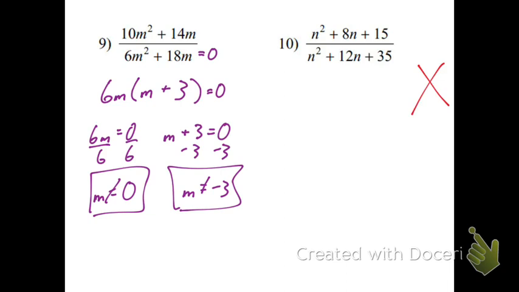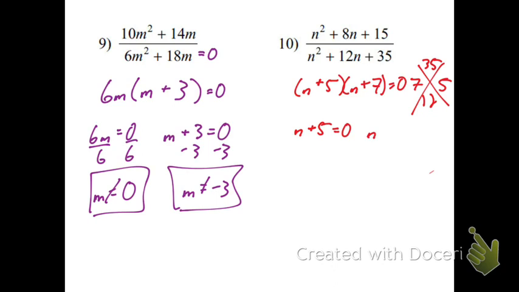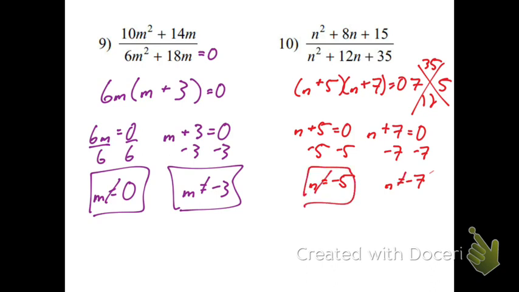All right. Next up, two numbers multiply to 35, add up to 12. That's going to be 7 and 5. So I would have n plus 5 and then n plus 7 equals 0. So set each of those equal to 0. I get minus 5, minus 7. N equals negative 5. N equals negative 7. Okay, I put a slash through those because those are the values that n cannot equal. Can't have them.